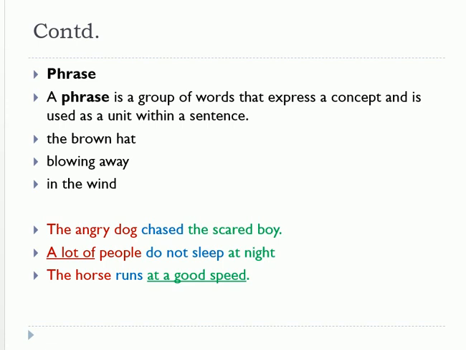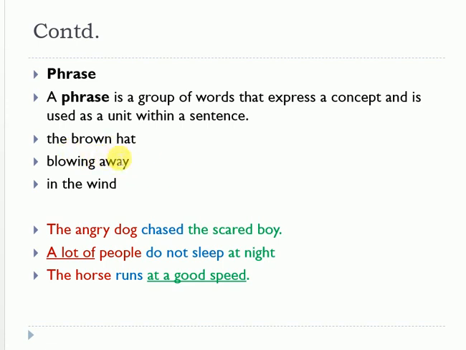grammar, which is phrase. So what is a phrase? A phrase is a group of words that expresses a concept and is used as a unit within a sentence. It's a group of words that forms a grammatical unit, a grammatical component, and that can be used to communicate something. It's a part of a sentence and cannot stand on its own. Phrases provide information about whatever we are speaking about, and they work as a particular unit in a sentence.